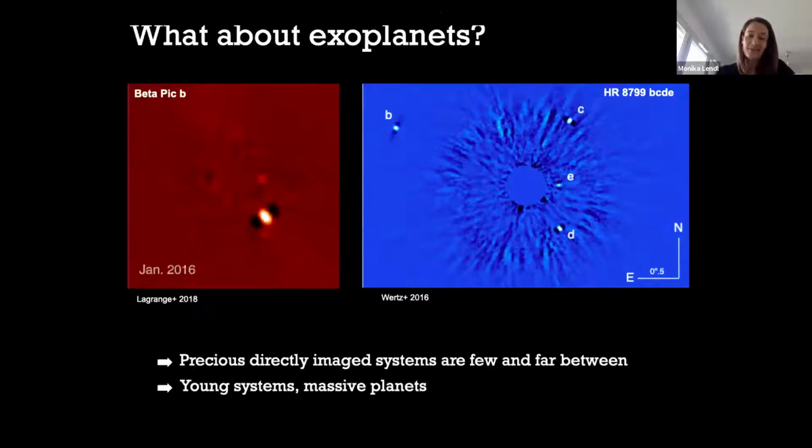we're sensitive only to systems that have very massive planets, that have very luminous planets, therefore very young planets, and planets, of course, that are very far away from their host stars. So these directly imaged planets are not necessarily the best objects to compare directly to our solar system, but it's still quite impressive to see that we can actually already get there.